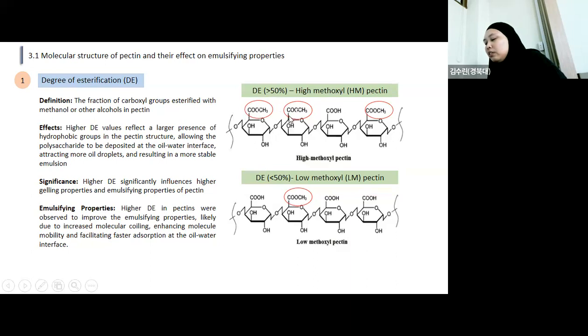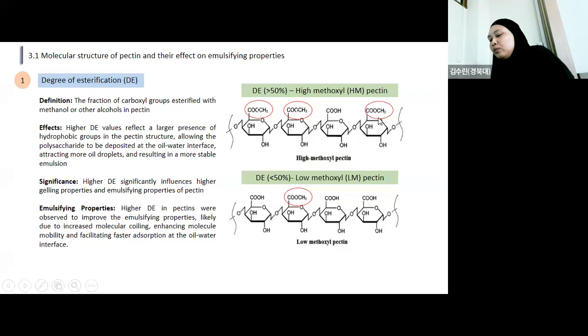So if you can see here, the methyl group is more than in low methoxyl pectin. So this is a high methyl pectin. It has more methyl groups compared to low methyl pectin. So here, a higher DE means more methyl groups are present.